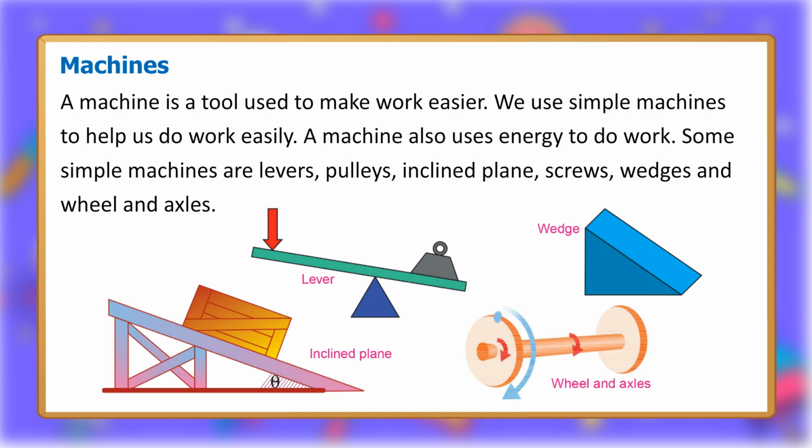Machines. A machine is a tool used to make work easier. We use simple machines to help us do work easily. A machine also uses energy to do work. Some simple machines are levers, pulleys, inclined planes, screws, wedges and wheel and axles. Lever, inclined plane, wedge, wheel and axle.